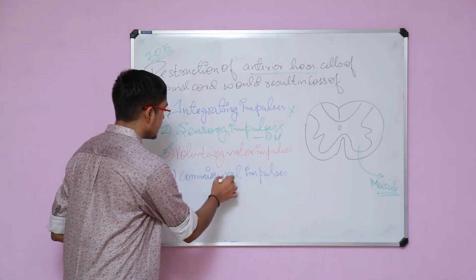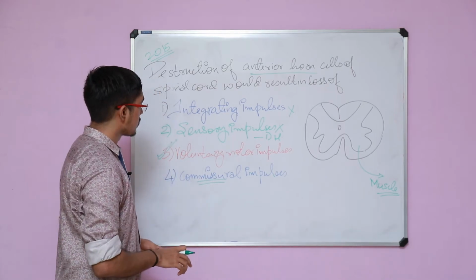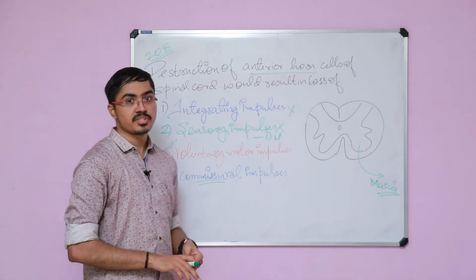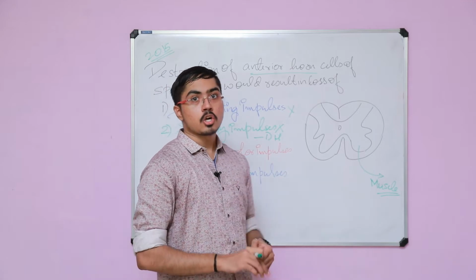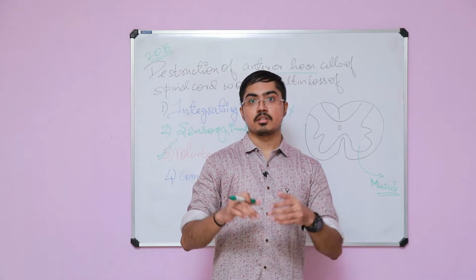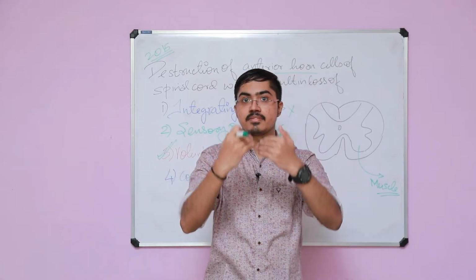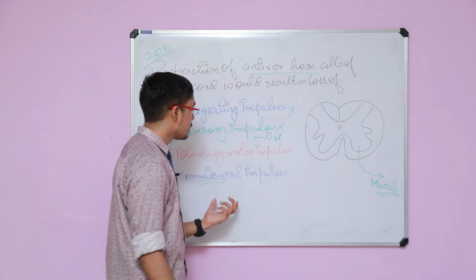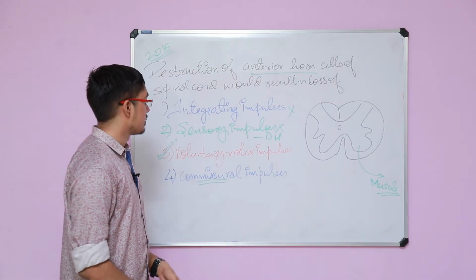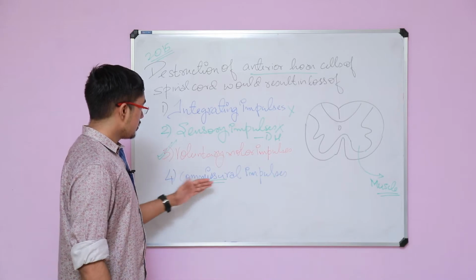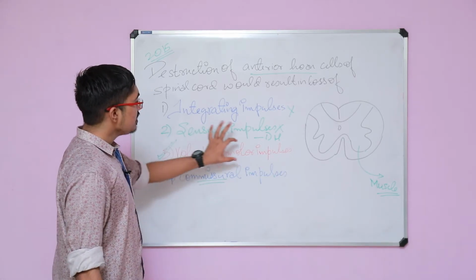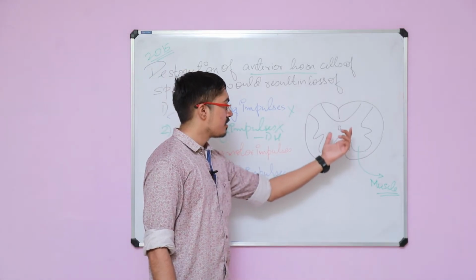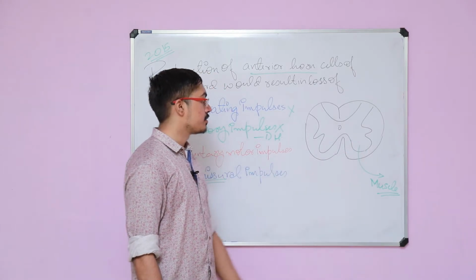Commissural impulse, this commissure, anterior commissure and posterior commissure are associated with the corpus callosum. Corpus callosum is a band which connects the two cerebral hemispheres, and just below that particular structure you will see the commissures as such. This is not so much at your level, but yes, the voluntary motor impulses are lost whenever there is a damage to the anterior horn cell.